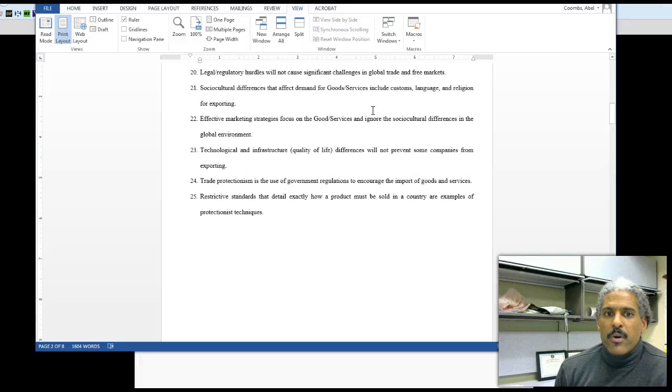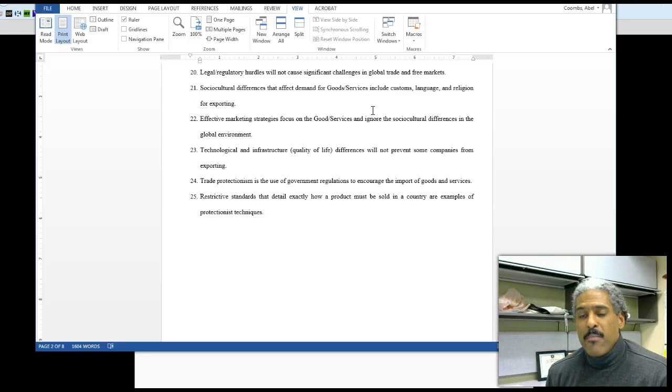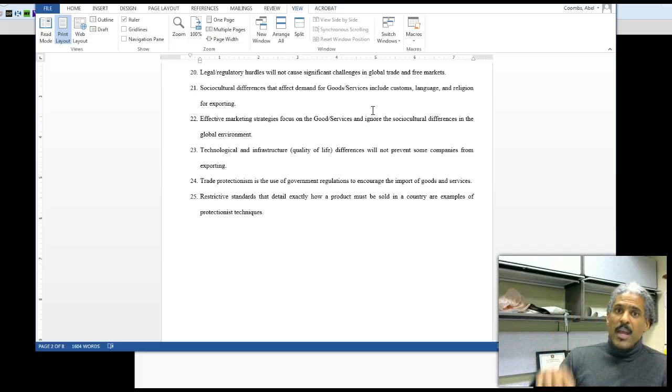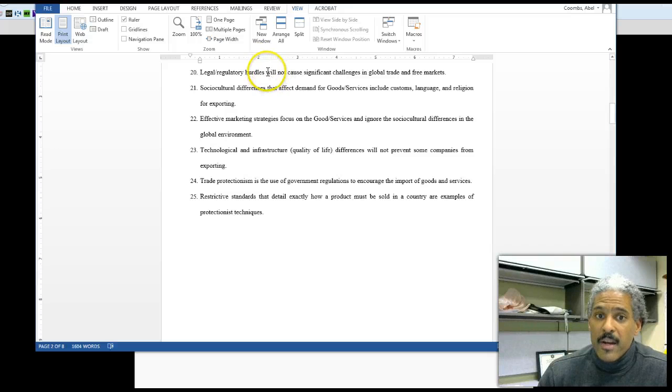20. Legal regulatory hurdles will not cause significant challenges in global and free markets. False. It will cause challenges, right? From our earlier chapter, that's the economic and legal aspect. If there are high hurdles or a lot of restrictions, it slows down business. So false to that one. And here it is, right? Will not cause. No, it will cause.